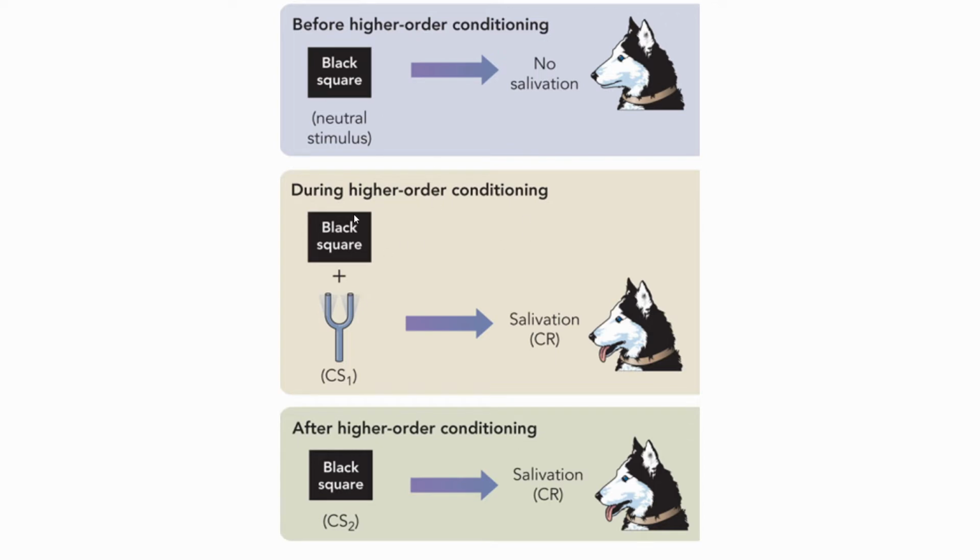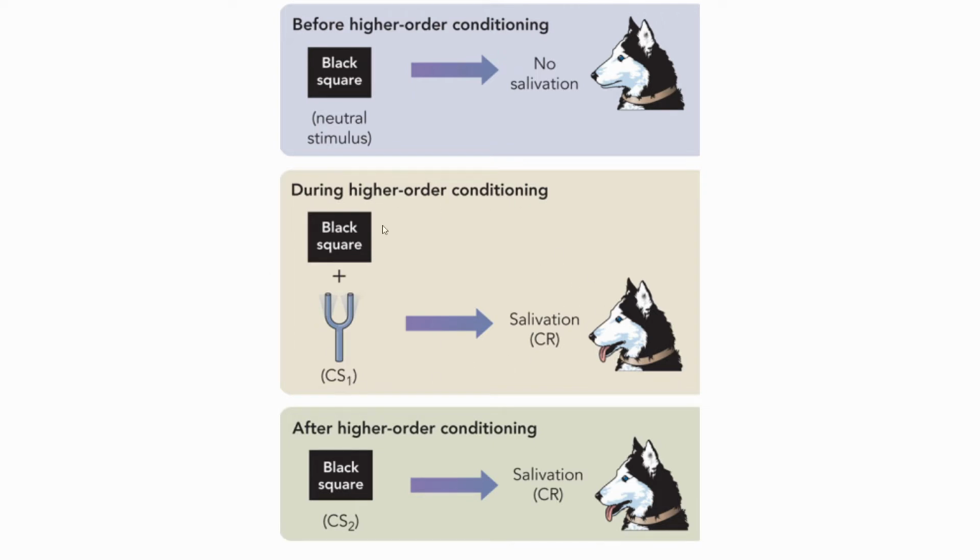And then during higher order conditioning, or during the second acquisition phase, we would pair our neutral stimulus, that black square, with our conditional stimulus from the last step. Here we've called it CS1, or conditional stimulus 1, because it was established first. It's the first of what will become two conditional stimuli that we're going to be using here. And we see salivation from the dog, and here we would call this a conditional response, specifically because it's being driven by that pre-existing association with our first conditional stimulus.